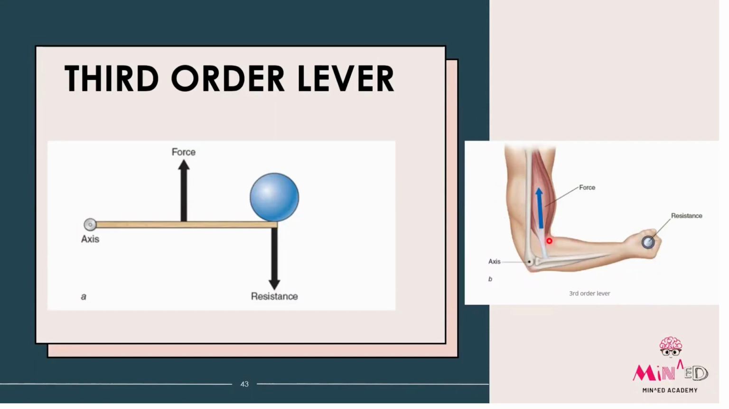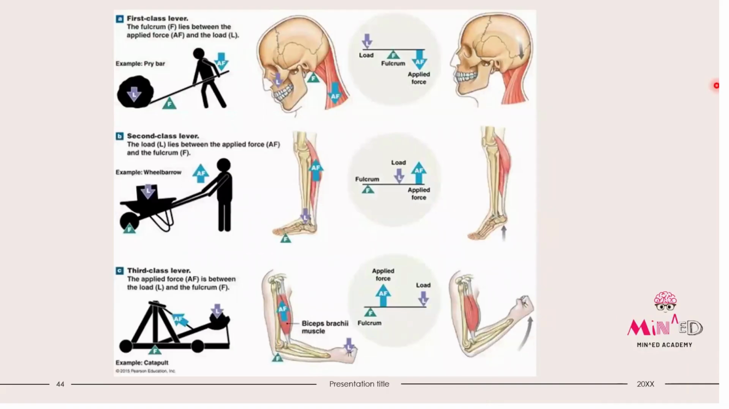So you can see the example here. In elbow flexion, this is the resistance, this is the force or effort applied here, and here is the joint. Since the effort is in between the axis and resistance, this is a third order lever. Same as discussed earlier. Only, normal examples I will give, like the pry bar, where the load is here. When you have to lift some heavy load, we use this pry bar. Effort will be applied here, fulcrum is here, load is here.